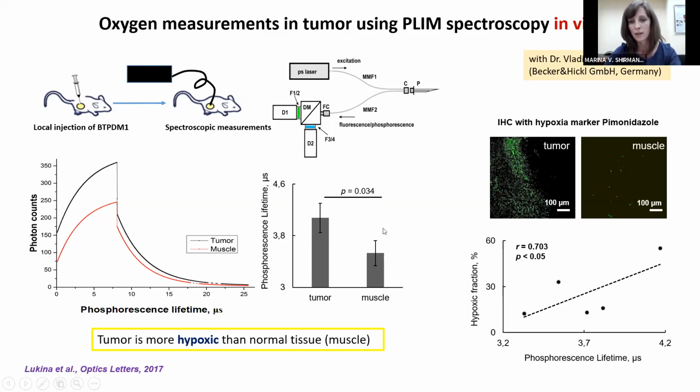And this data about phosphorescence lifetime correlated well with the standard method for hypoxia measurements. We used the hypoxia marker pimonidazole to correlate with phosphorescence lifetime.